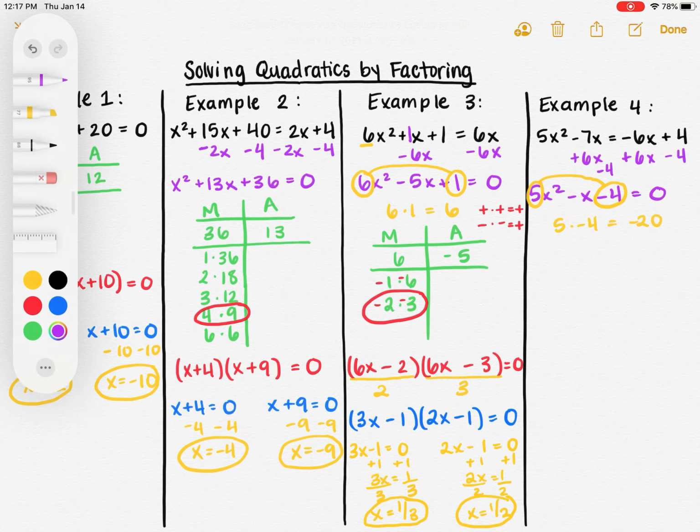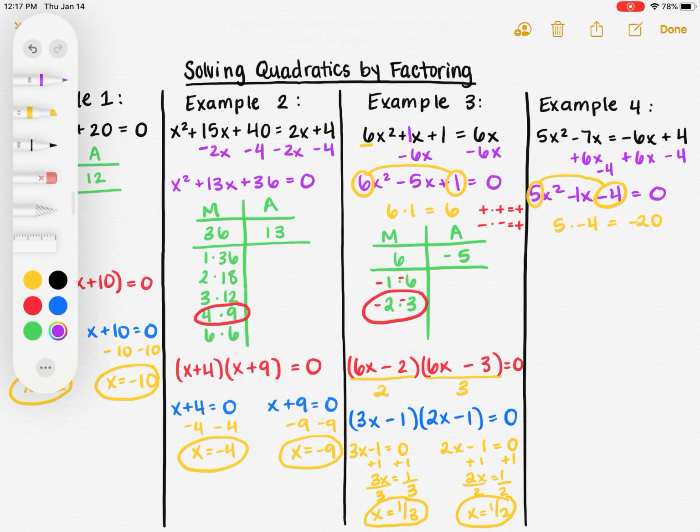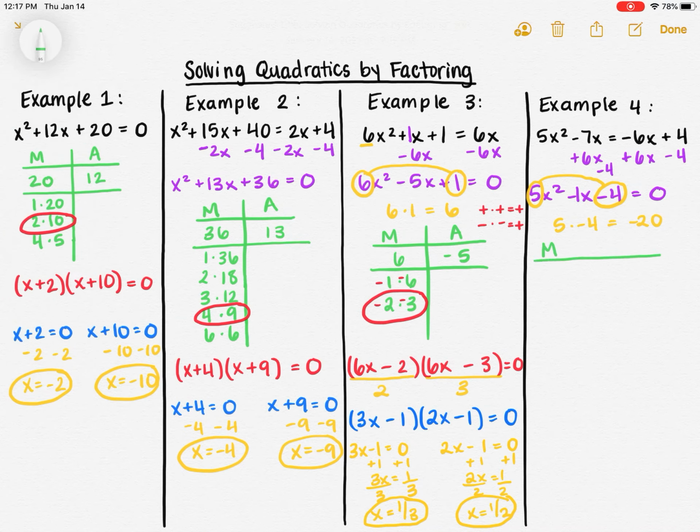Sometimes people aren't sure what this number is because they just see the minus. If you don't see a number in front of x, it's a 1. So we are multiplying to negative 20, adding to negative 1. So I'm going to come up with factors for 20. I'm not going to do the signs yet. I'm going to do that after I come up with my factors for 20. So I have 1 times 20, 2 times 10, and 4 times 5. We did those on example 1 also.